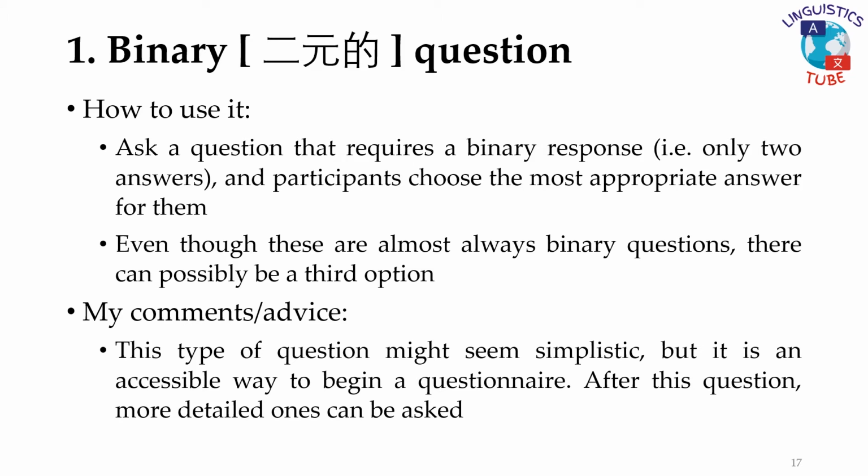Almost all the time, there will only be two options, but depending on the nature of your question, there can possibly be a third option. We'll see an example of that on the next screen. This type of question is simplistic, and you might think that not much information can be gained from a yes or no question. However, this makes it an accessible way to begin a questionnaire, and it opens the door for more detailed questions to be asked after this question.